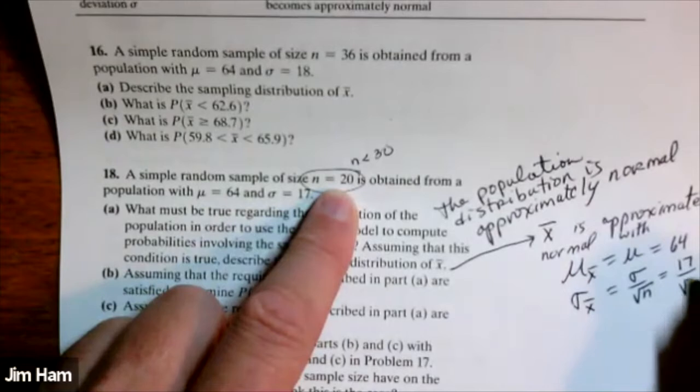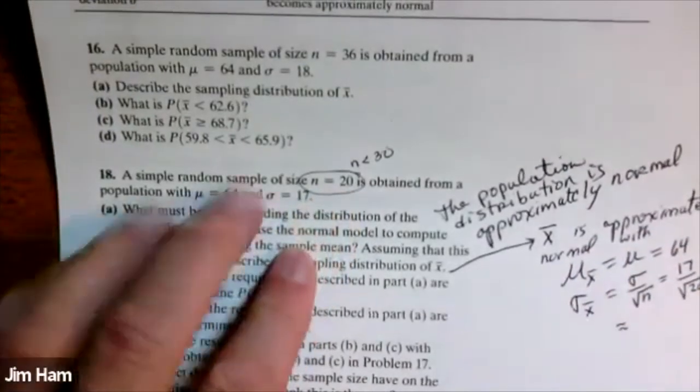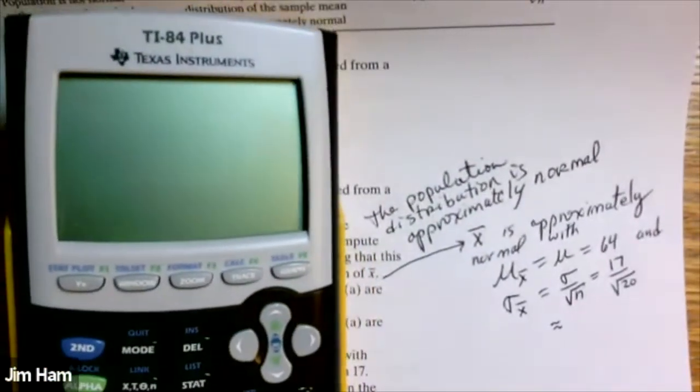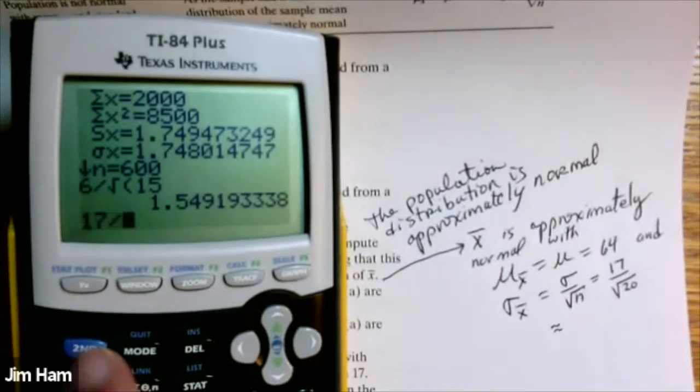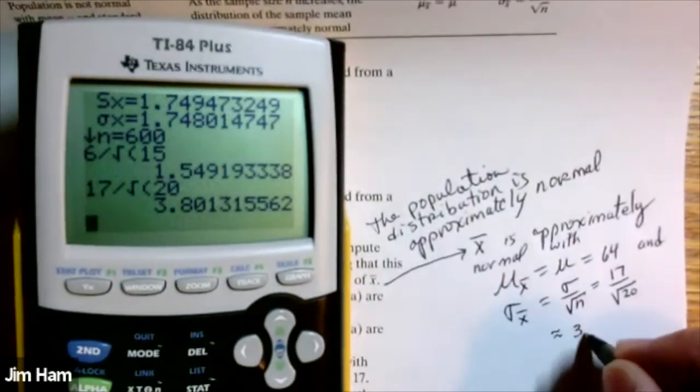We do know that 17 is the standard deviation. We do know that the sample size is 20. So if you wanted to get a decimal approximation to that standard error, let's punch it into the calculator. And it's about 3, I'm just going to call it 3.8.